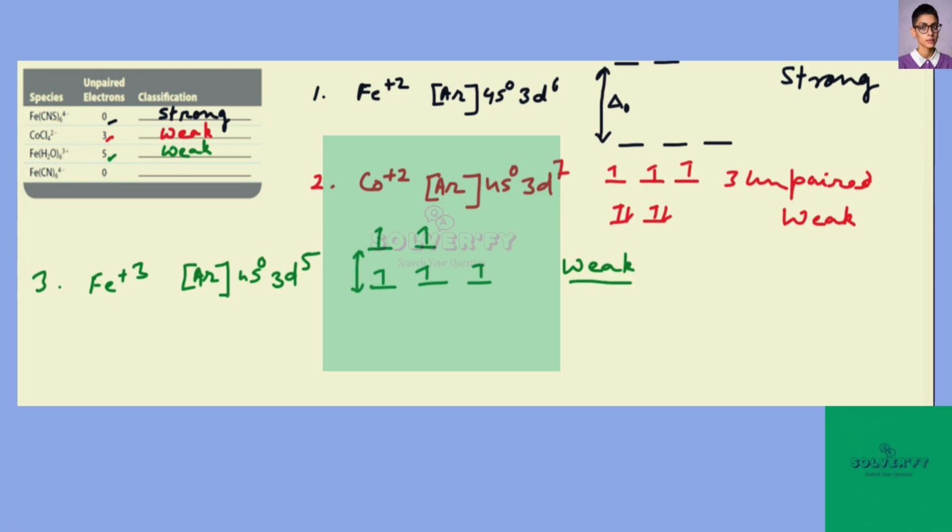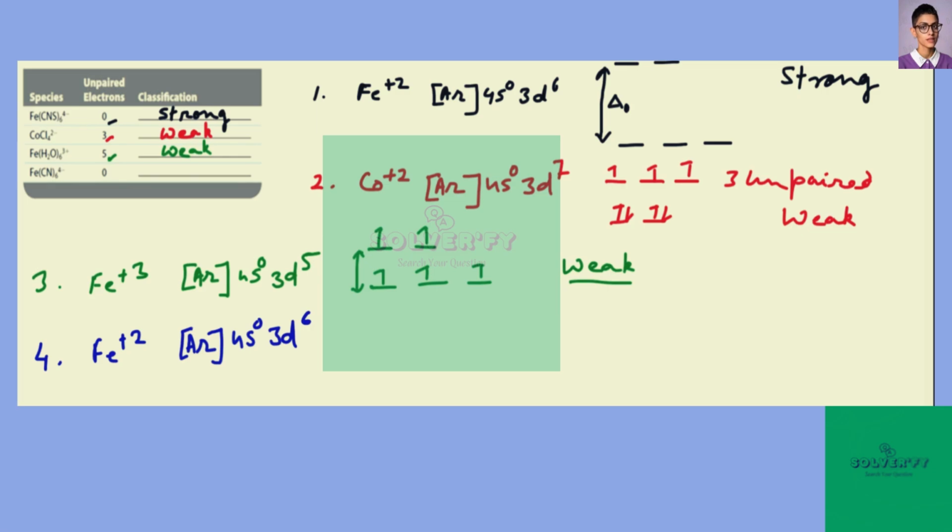And in the fourth case, the complex is again iron, a complex with CNS, and the number of unpaired electrons is given as 0. So here iron is at +2 oxidation state. That means its electronic configuration is [Ar]. Electrons are removed from the 4s orbital first, then from 3d. So 6 electrons must be present here.